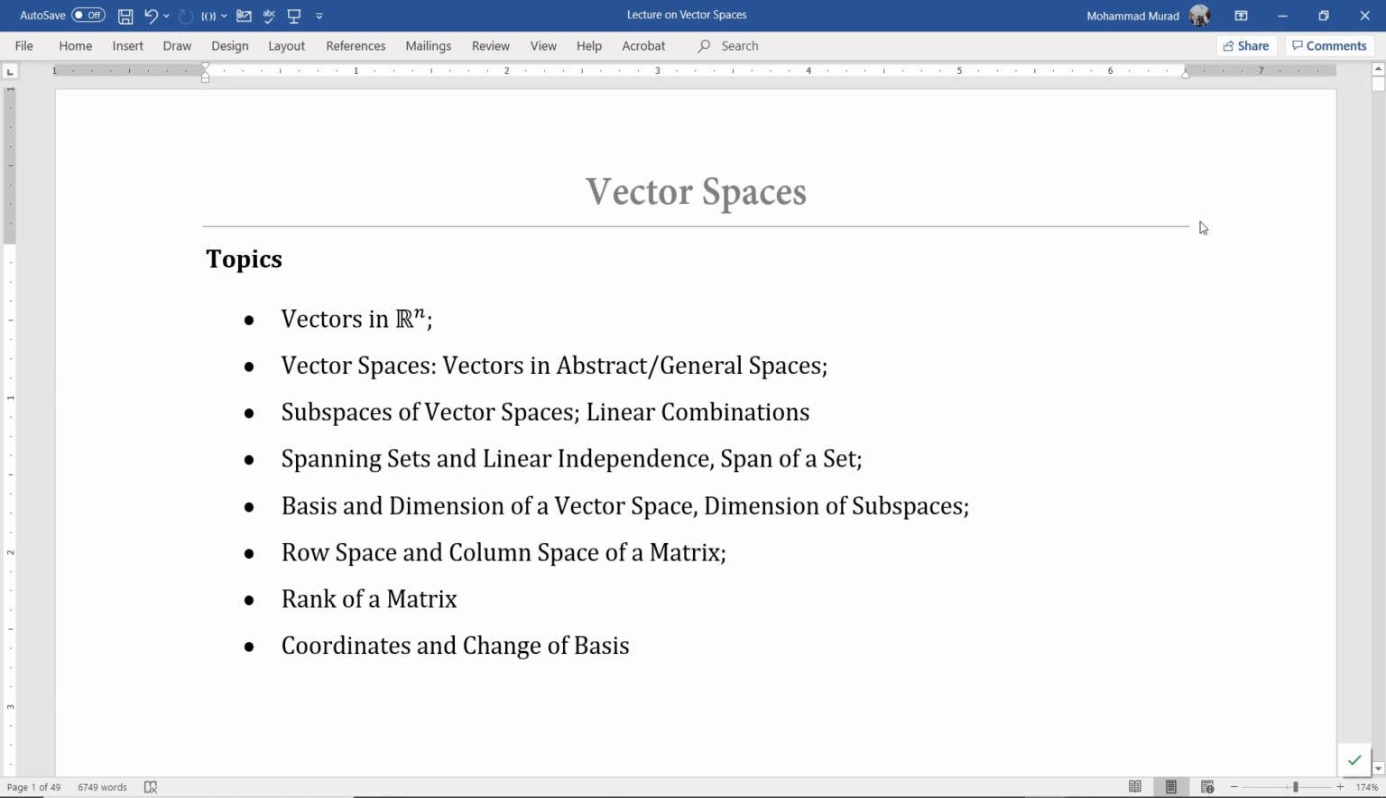Hello, welcome. In the previous part of this lecture, we discussed subspaces of vector spaces and linear combinations. In this part, we're going to talk about spanning sets and linear independence, and also the span of a set. Let's begin the discussion with the formal definition of spanning sets.